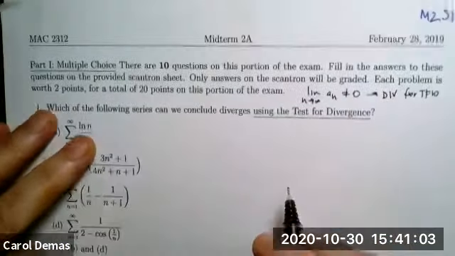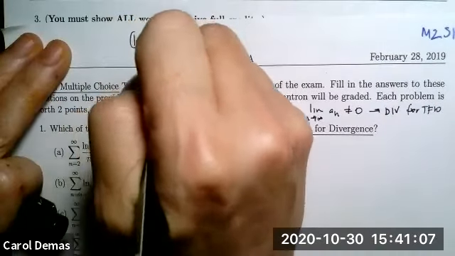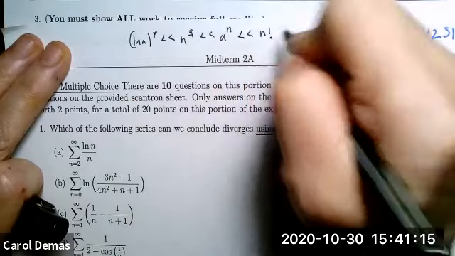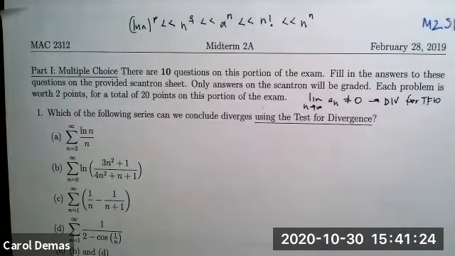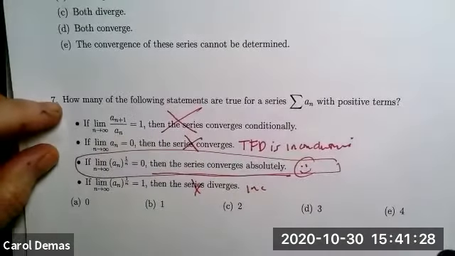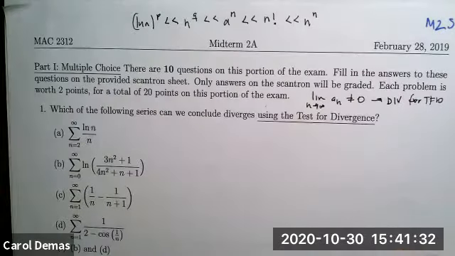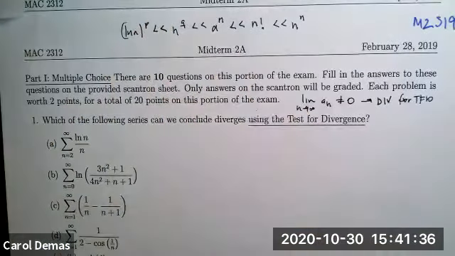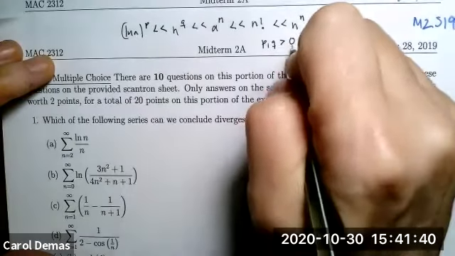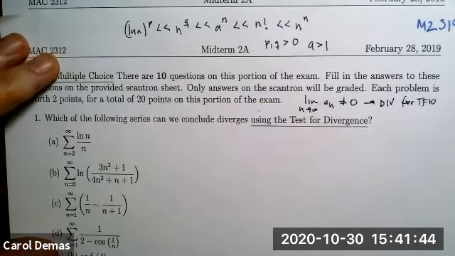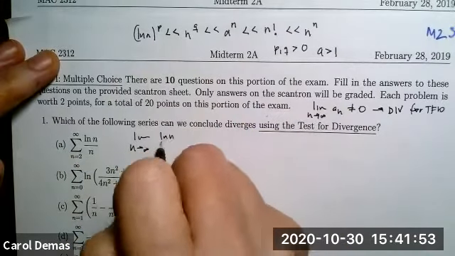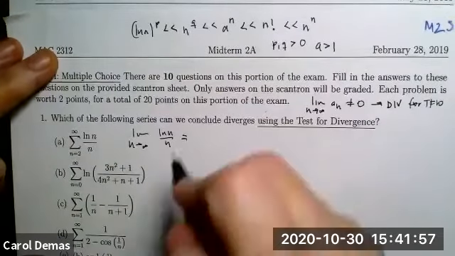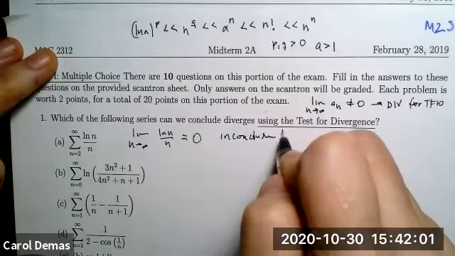Okay, now remember the hierarchy of growth rates. Let me write it down here. The log of n to the p doesn't grow as fast as n to the q, doesn't grow as fast as a to the n, doesn't grow as fast as n factorial, doesn't grow as fast as n to the n. Here p and q are positive, and a is greater than 1. So n grows faster than log, so the limit as n goes to infinity of the log of n over n gives us 0. So this is inconclusive by the test for divergence.